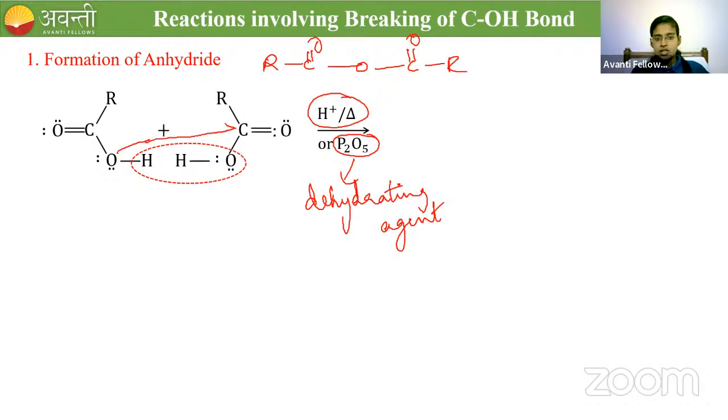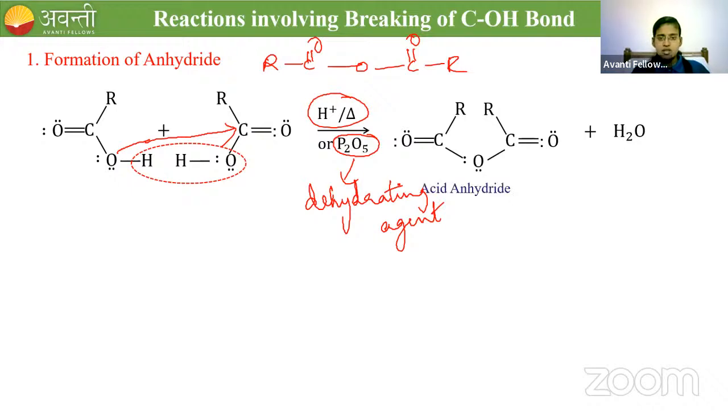You have to connect this oxygen with the carbon. So what will you get? RCOOCOR plus H2O. So this is acid anhydride. Got it? Is it clear? So if you find any carboxylic acid with P2O5 or H plus in presence of heating, then straight away you remove the water and write the compound. All right. So let me go for the second reaction.